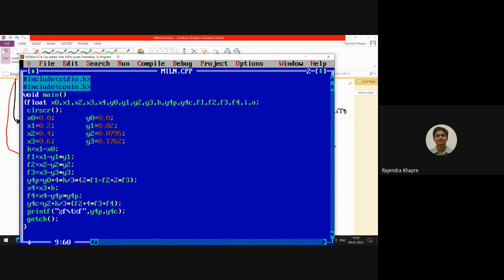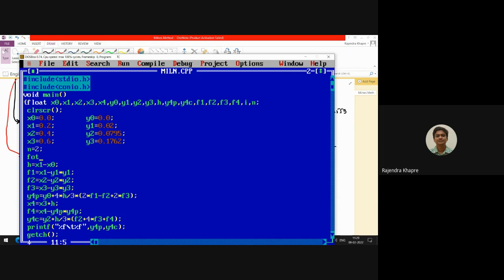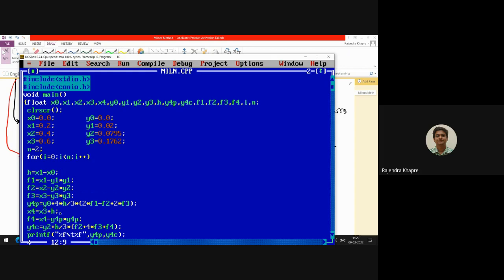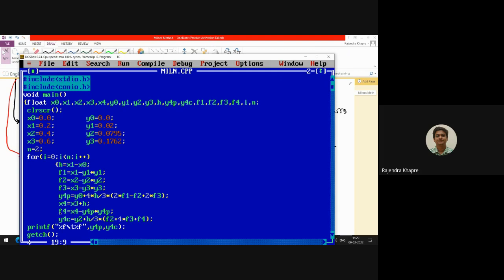Here n will be given to you. So n is, let us say, 2 points. Now for this purpose we are going to use a simple for loop. So for, in brackets, I equals 0 semicolon I less than n semicolon I plus plus. And then I am going to move this entire portion into the body of the loop, including the print statement.